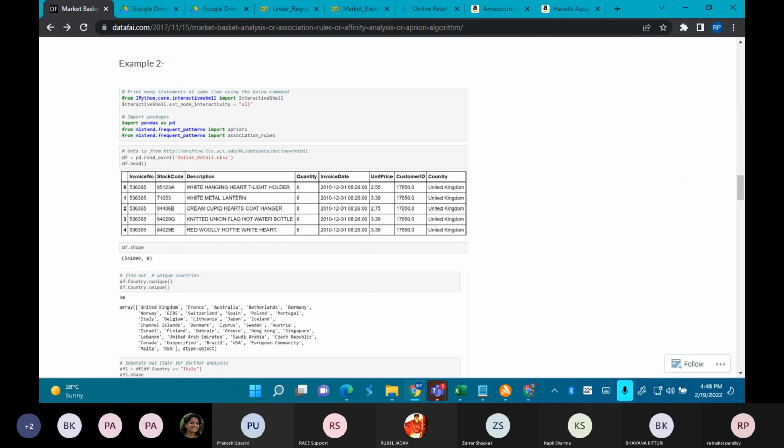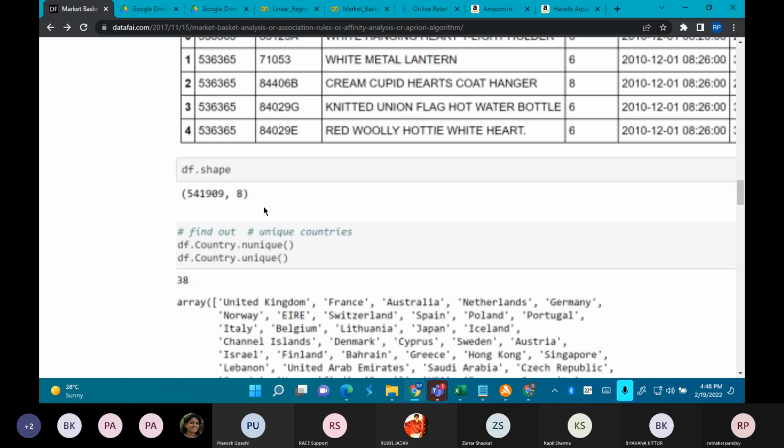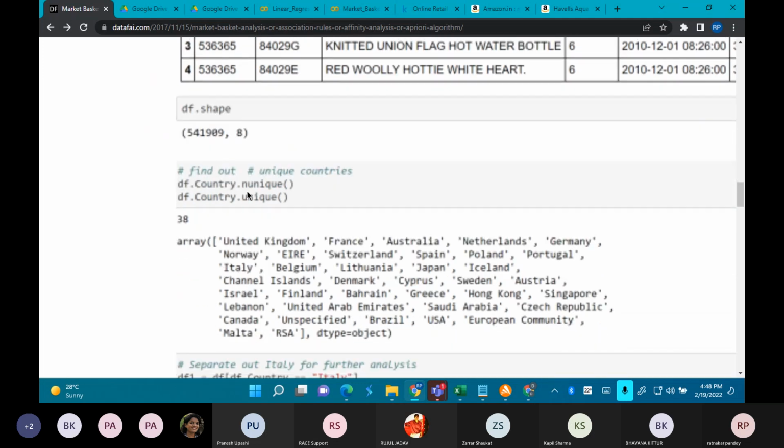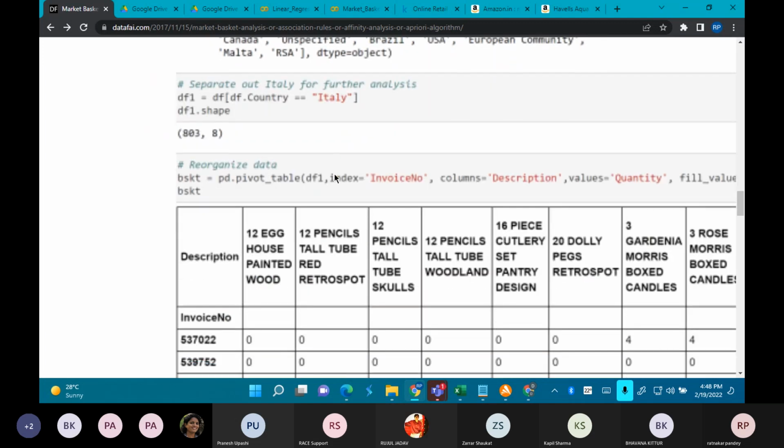Yeah. So this is what we're going to do. Right. So the first thing is we will import this data like we have done. And this is also there on the UCI machine learning repository. You can grab from there as well. So this is the shape of the data. You can see there are 38 unique countries. I grabbed Italy. You can grab anything you want to.